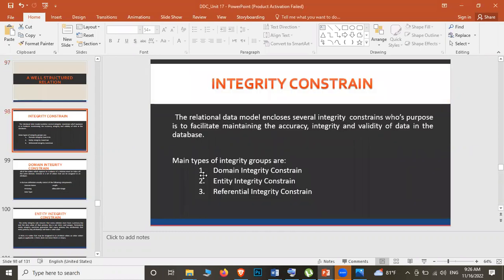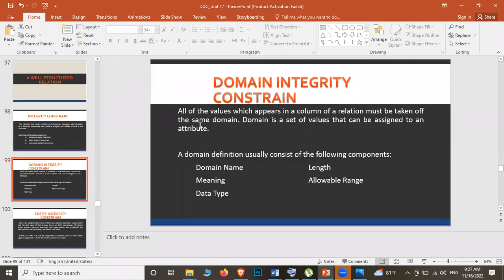There is something called integrity constraints. There are three main integrity constraints: domain integrity constraints, entity integrity constraints, and referential integrity constraints. Domain is not a big deal, I'll just explain. All the values which appear in a column of a relation must be taken from the same domain. A domain is a set of values that can be assigned to an attribute.